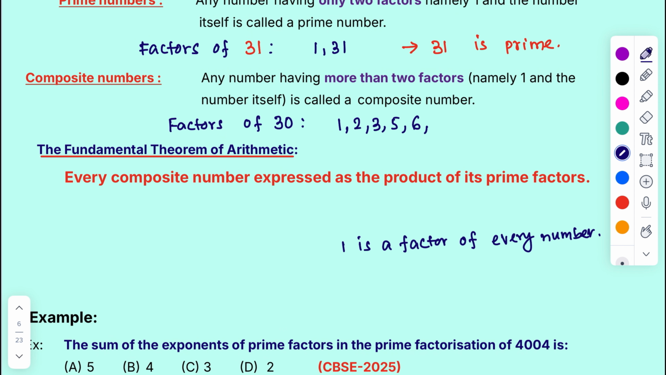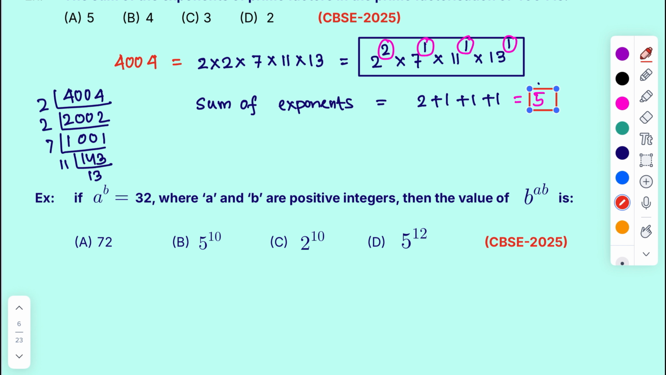The sum of the exponents will be equal to 2 plus 1 plus 1 plus 1. These are the exponents. Here it is 2, it is 1, it is 1, it is 1. So this will be equal to 5. The sum of exponents will be equal to 5.